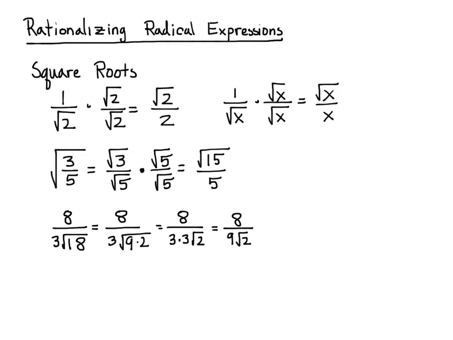8 over 3 root 2, now it's the root 2 that we want to rationalize. And so we multiply that by the square root of 2 over the square root of 2. And so we get 4 square root of 2 over 9, because the 8 and the 2 cancel, reduce down to 4. And so you get 4 root 2 over 9.